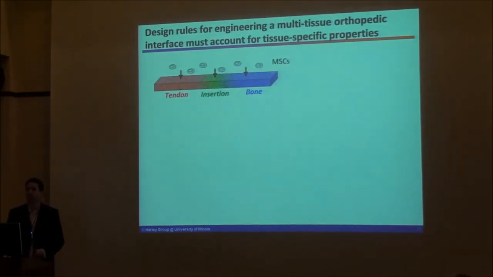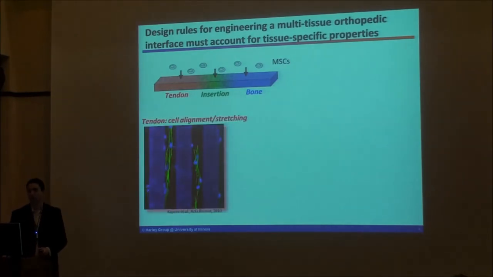And so looking at some of the design rules that we're interested in for the TBJ specifically, ideally we'd like to have a single spatially patterned material where we could put a single progenitor cell type like a mesenchymal stem cell, and then using a spatially ordered set of instructive cues, promote multi-lineage specification on a single material.